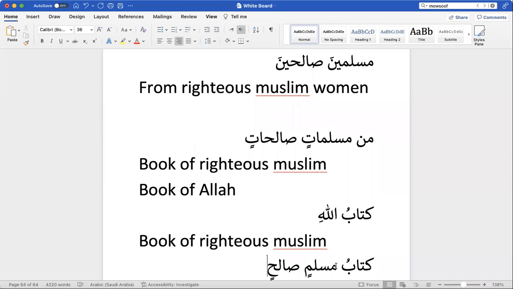If I put al here, al muslimin al solih, I have made it like this. A book, I'll say, a book of right here. So generally when we say this, it means it is nakira. The mudaf ilayh will be nakira.